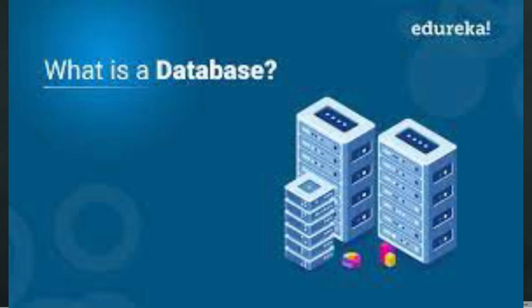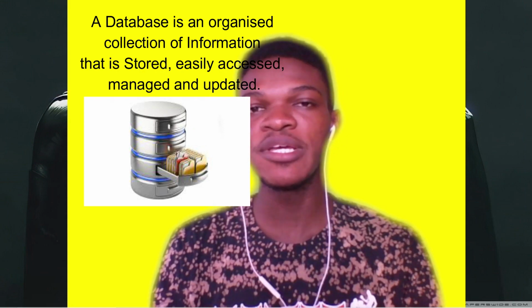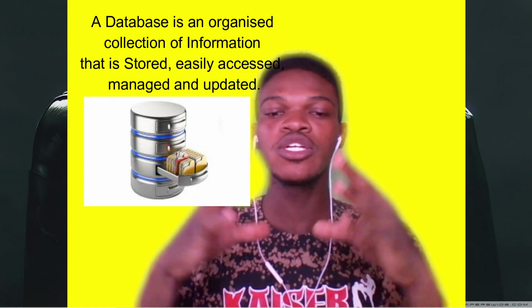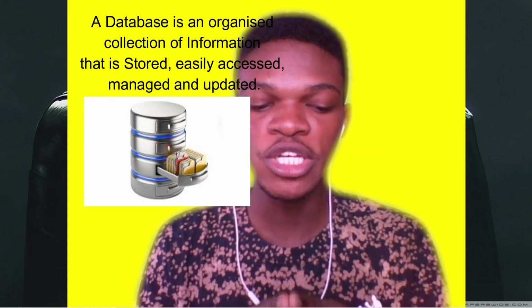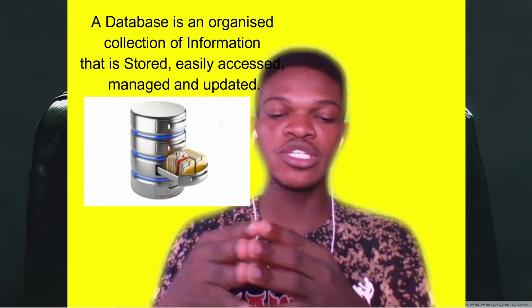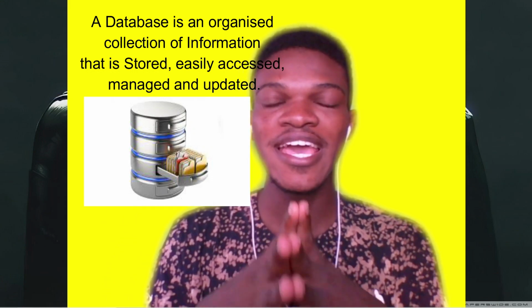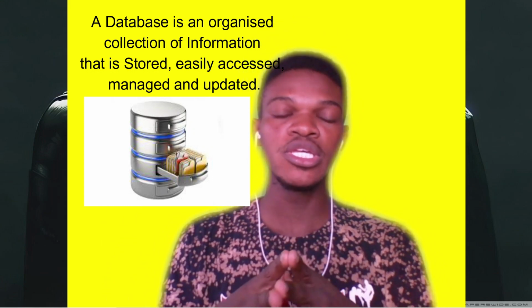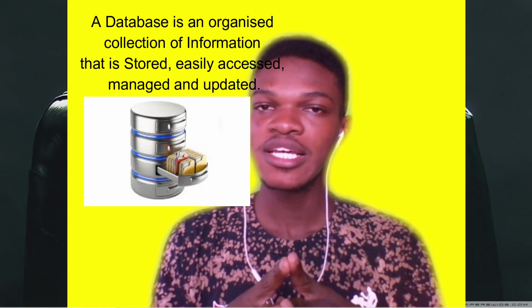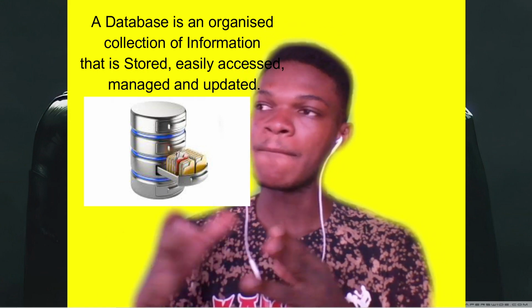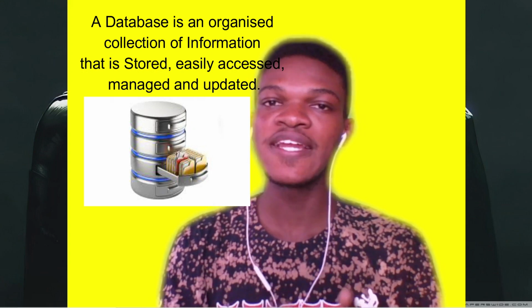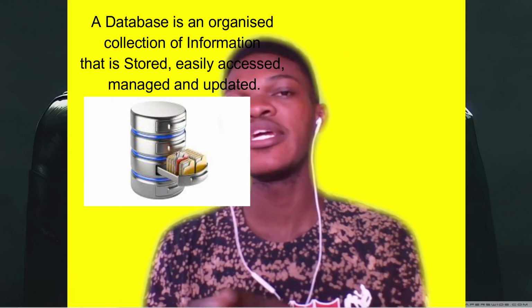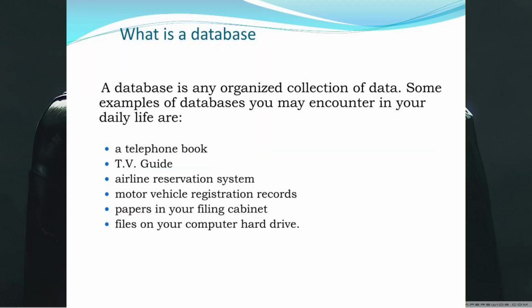Okay, so what is a database? A database is an organized collection of information that has been stored and can easily be accessed, can easily be managed, and can also easily be updated. So don't forget that definition. You can pause and then go back and listen to it again.